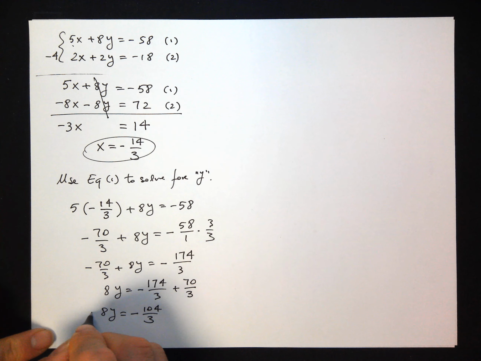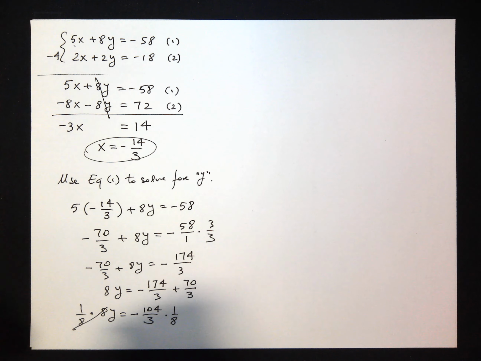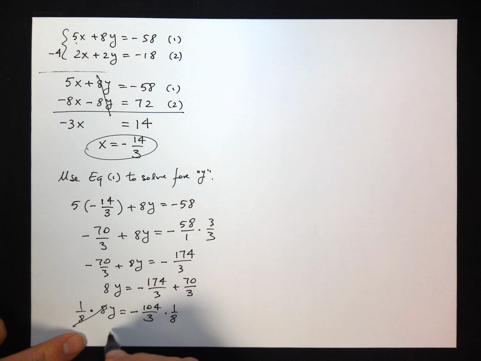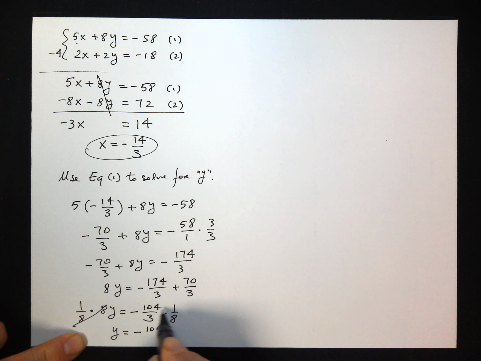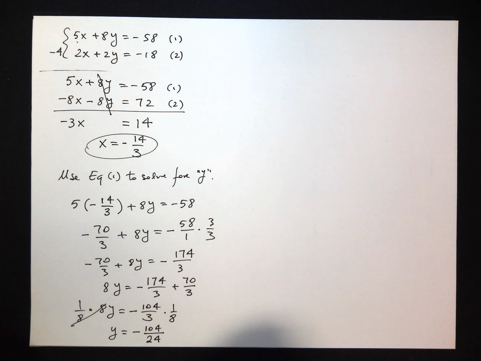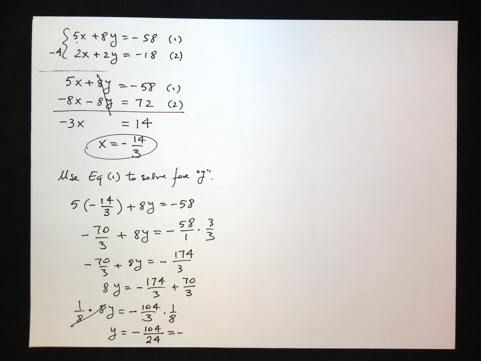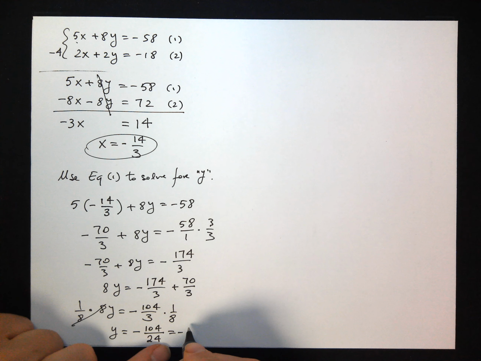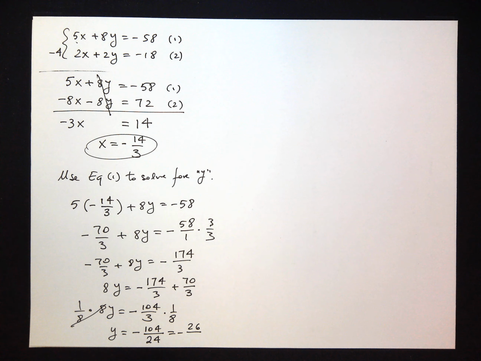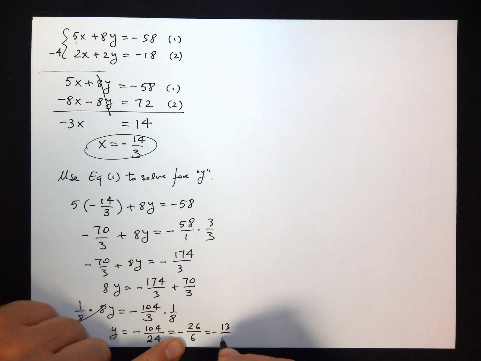So now we need to multiply both sides by 1 over 8, and the reason is to get rid of this 8. And then obviously y equals negative 104 over 24. If you want to simplify any further, you can. We can divide up and down by 4. So 104 divided by 4 equals 26, and 24 divided by 4 equals 6. So it seems like we can simplify further, which is good. We can divide by 2 at this point, so you get negative 13 divided by 3.